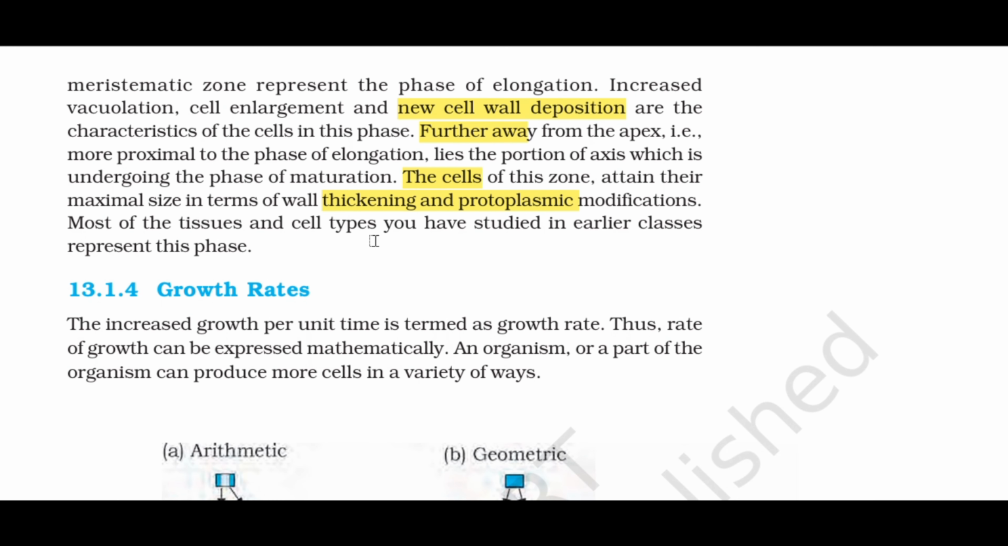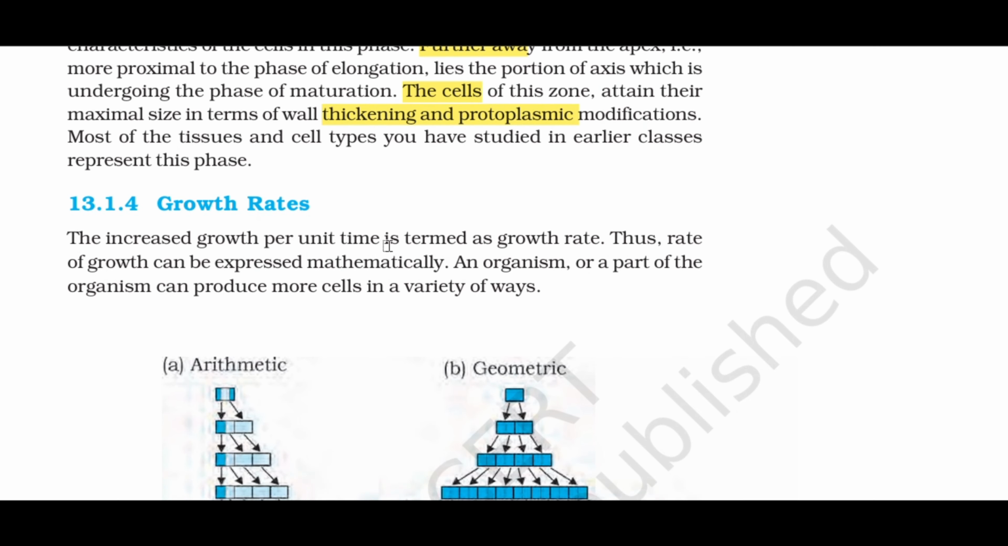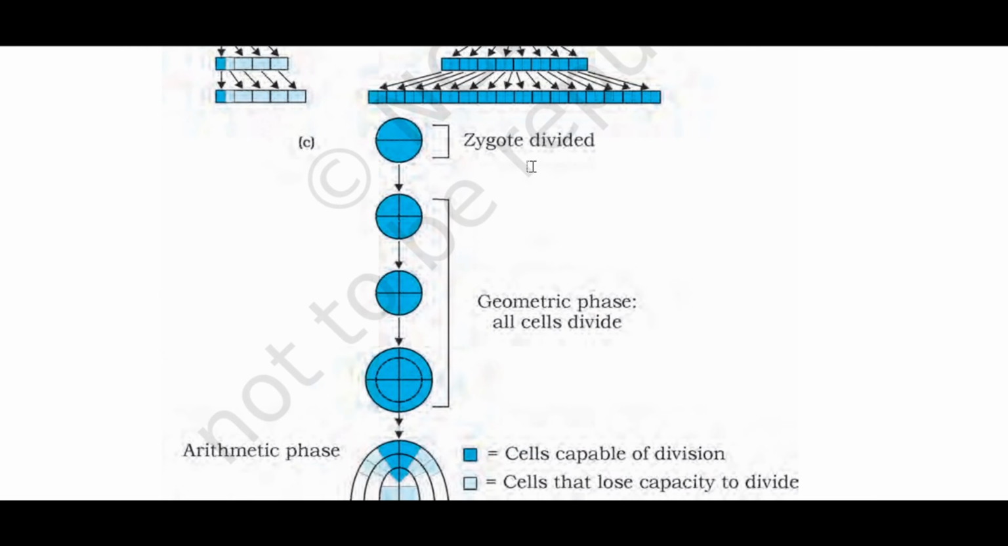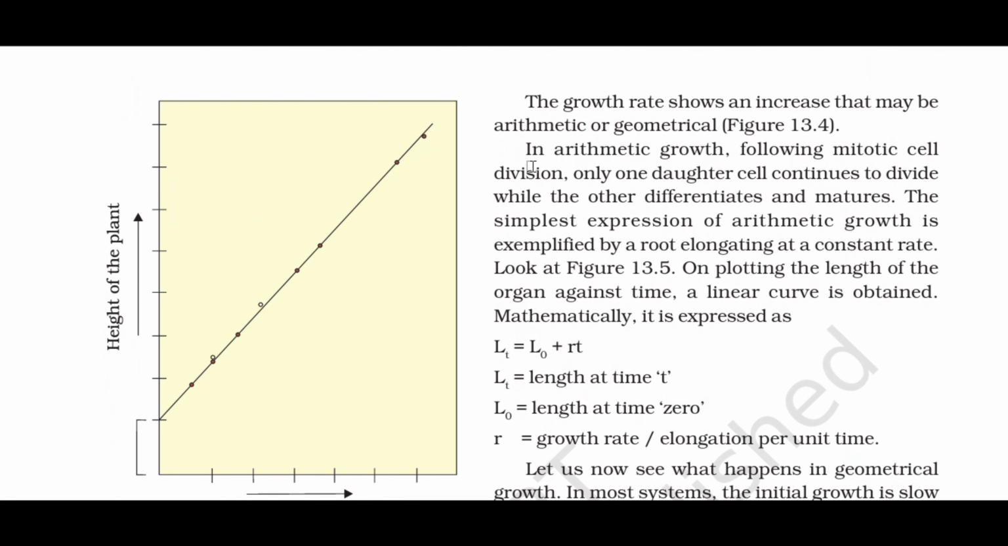Growth rates. The increased growth per unit time is termed as growth rate. Thus, rate of growth can be expressed mathematically. An organism or a part of the organism can produce more cells in a variety of ways. The growth rate shows an increase that may be arithmetic or geometrical, figure 13.4.